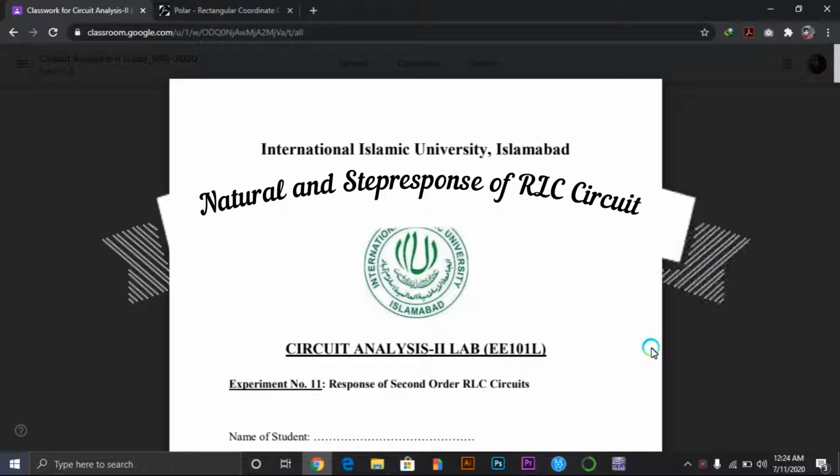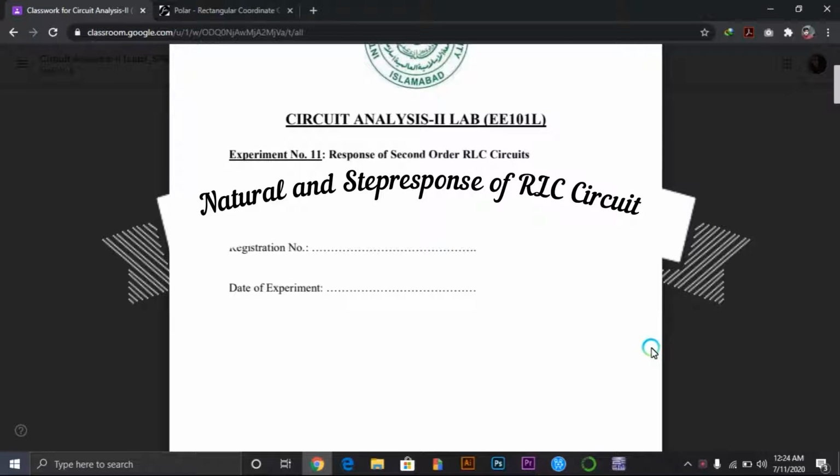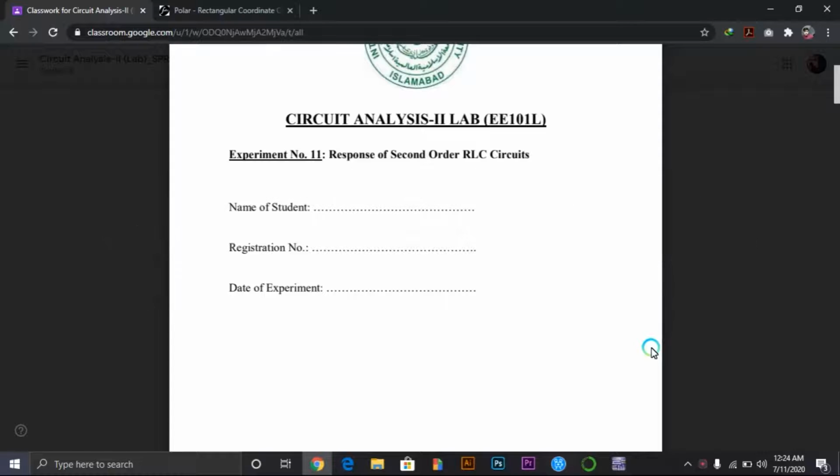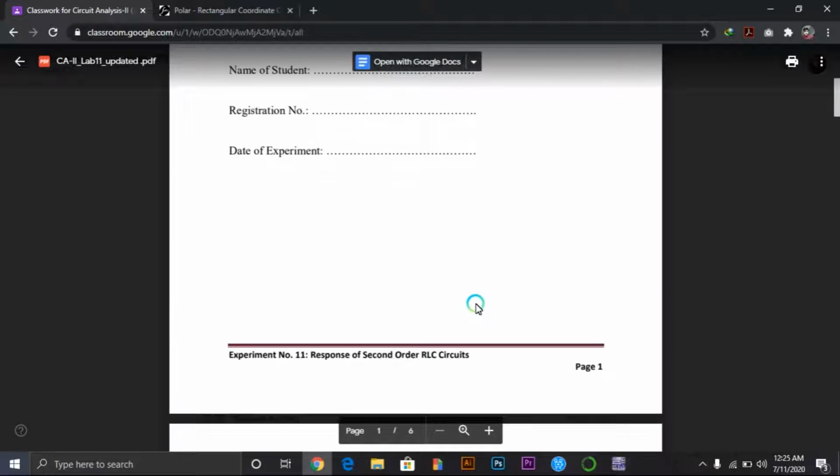Today's lab is response of second order RLC circuit. In second order RLC circuit, there are two types of response: natural response and step response. In natural response, there is no power source like voltage source or current source, so a circuit behaves on its own, like values stored in capacitor or inductor.